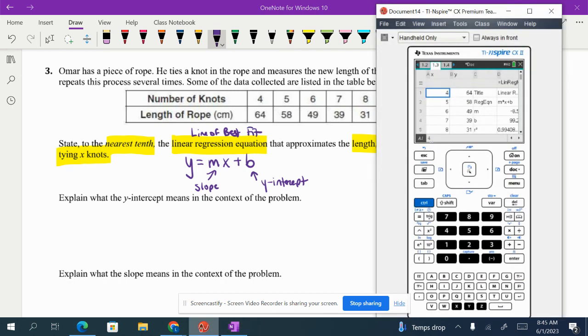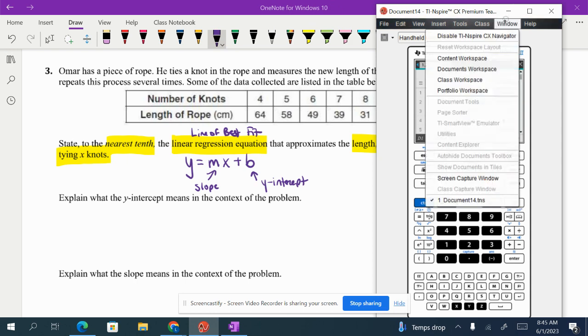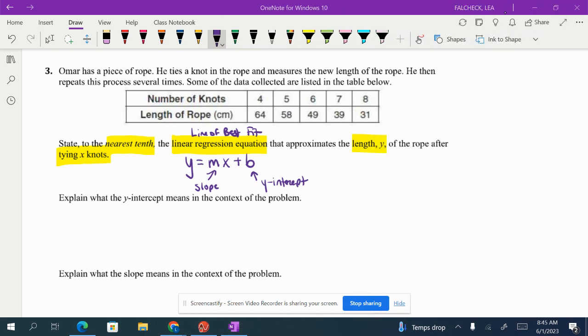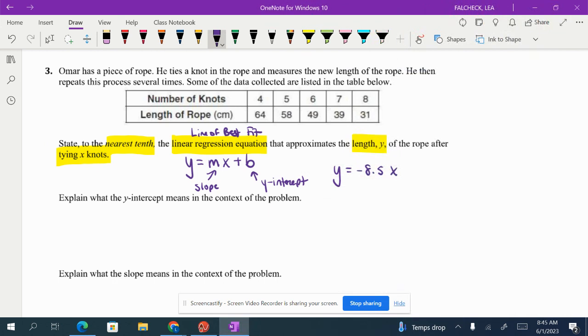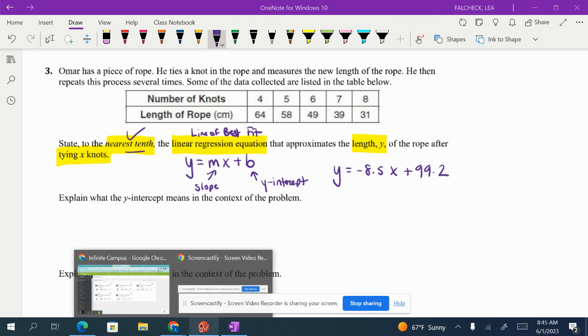So now what we're going to do is look at our output over here. We've got our slope is negative 8.5. So let's put that in there. We've got y equals negative 8.5x, and then the y-intercept is going to be b, which is plus 99.2. Have we rounded to the nearest tenth? We have. So this looks great. This is our linear regression equation.